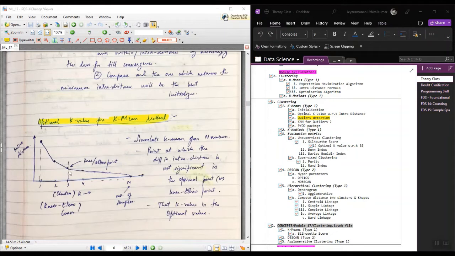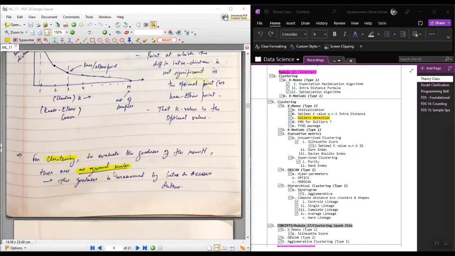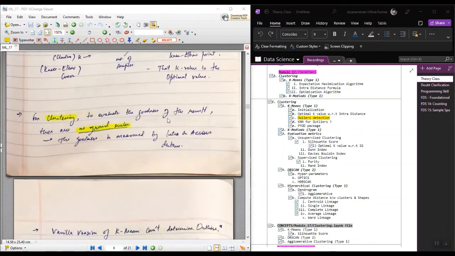From this point to this point is not changing much, right? So that means this point is the optimal K value or the initialization value, also called a knee point or elbow point. Okay, so for clustering, to evaluate the goodness of the result, there are no ground rules. That means there are no proper rules to justify that this result is properly classified. The only way to find the goodness of this cluster is through comparing the intra and across distance.